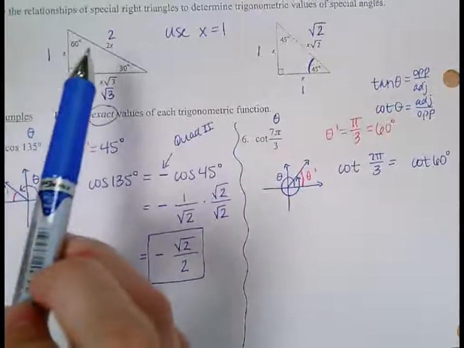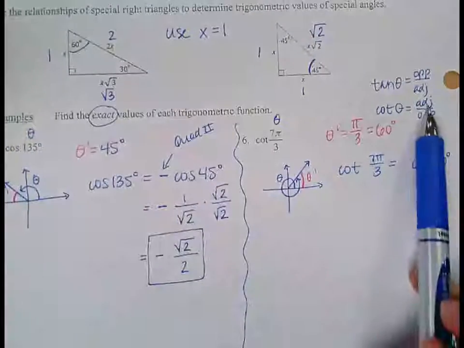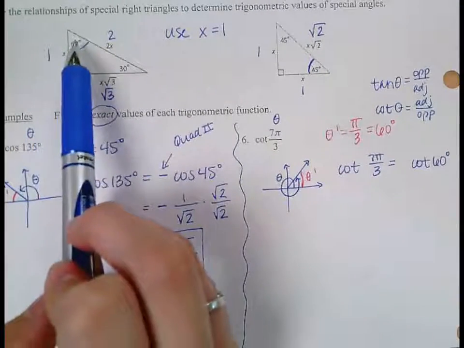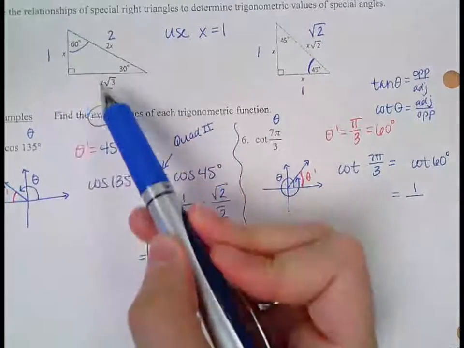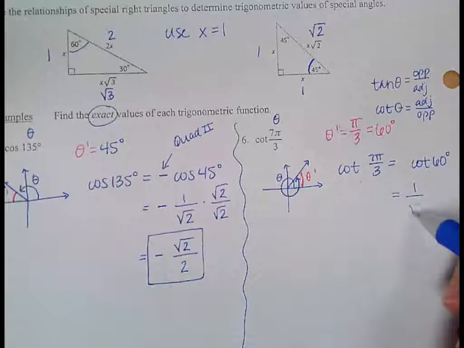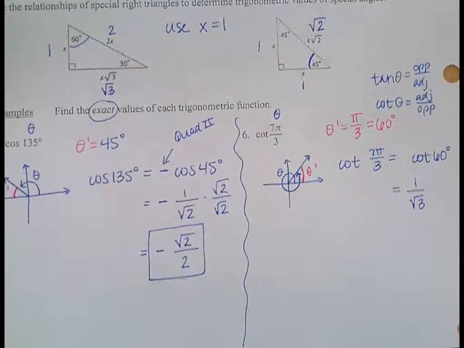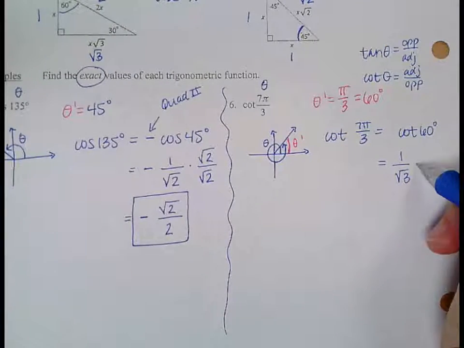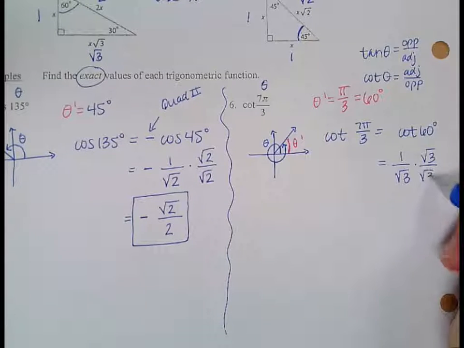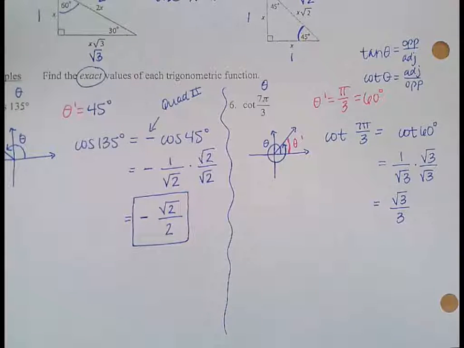So on the 30, 60, 90 triangle, find the 60 degrees. We want adjacent over opposite. The adjacent side is 1 over the opposite side, which is the square root of 3. So it's 1 over the square root of 3, and it stays positive because the terminal side's in quadrant 1. Just like for the previous example, we cannot leave a square root in the denominator, so we would multiply by square root of 3 over square root of 3, meaning this is square root of 3 over 3. And that would be the exact value.